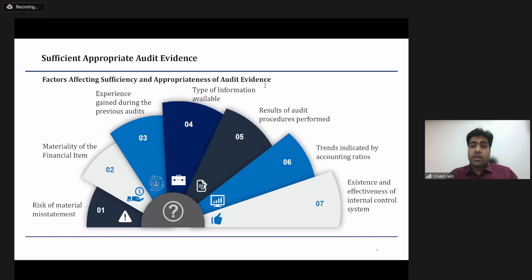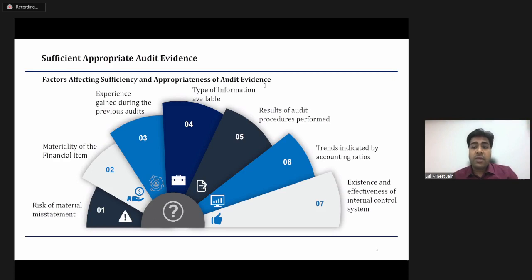Then last but not the least, existence and effectiveness of the internal control system. Nowadays, all the big organizations, and all the small and medium size organizations also, have some kind of internal control system in place. And if that internal control system is in existence and it is effective and strong, then we can comfortably get sufficient appropriate audit evidence. This is inversely related to the sufficiency and appropriateness level. The stronger the internal control system, the lower would be the sufficiency and appropriateness level.